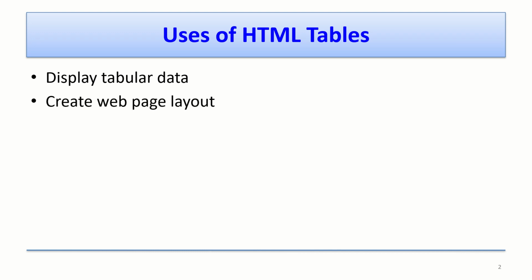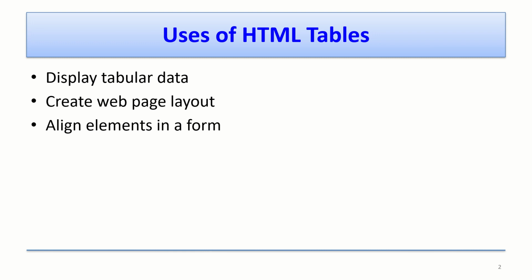The second one is to create a web page layout, or what we call a web page structure. So we can create a web page structure using tables. The next one is that we can align elements in a form by using tables, which we can do after discussing creating forms. Today I'm going to discuss the second one, how to use tables for creating a page structure or page layout.